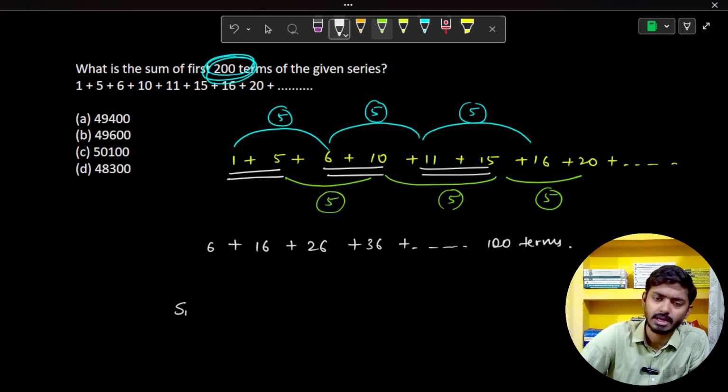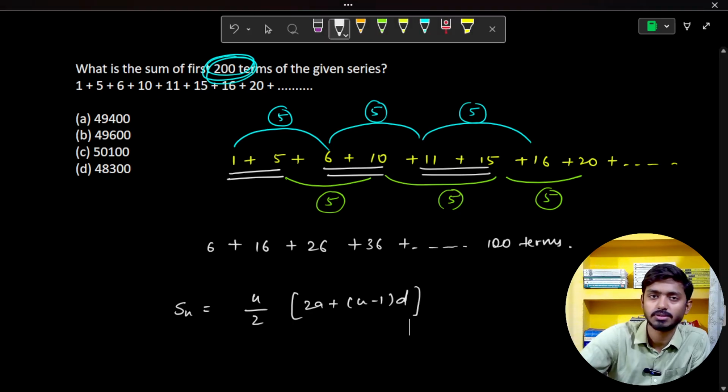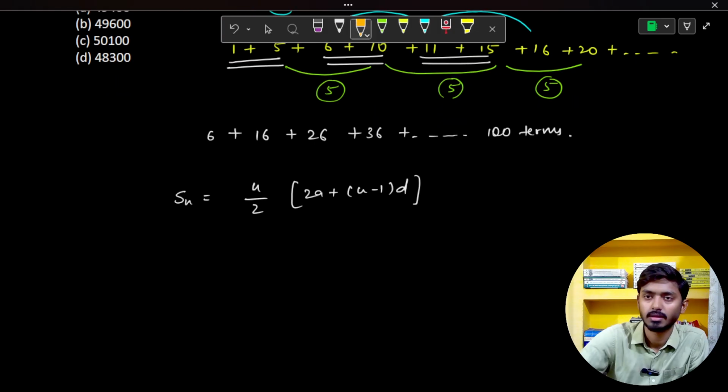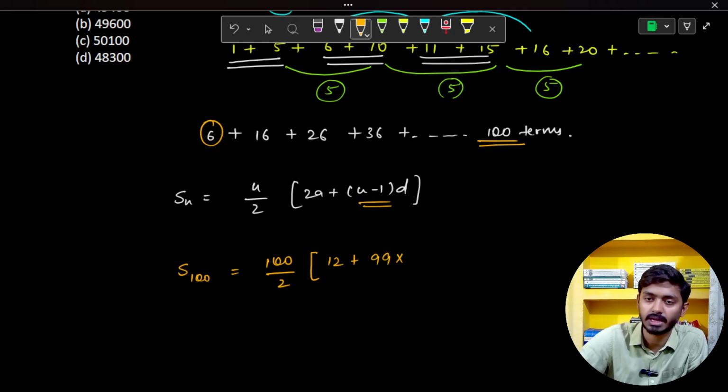That would be Sn equals n by 2, 2a plus n minus 1 into D. Let me put some space. We are supposed to find S100, right? Because the value for n is 100. 100 by 2. A over here is 6. That is 6 times 2 would be 12 plus n minus 1 would be 99 times D, as we know, is 10.